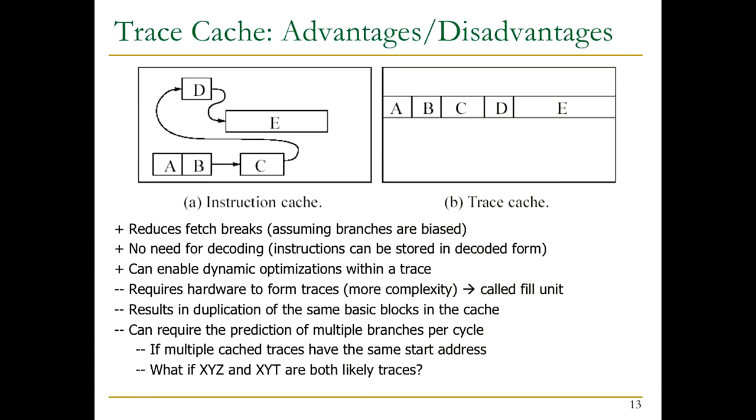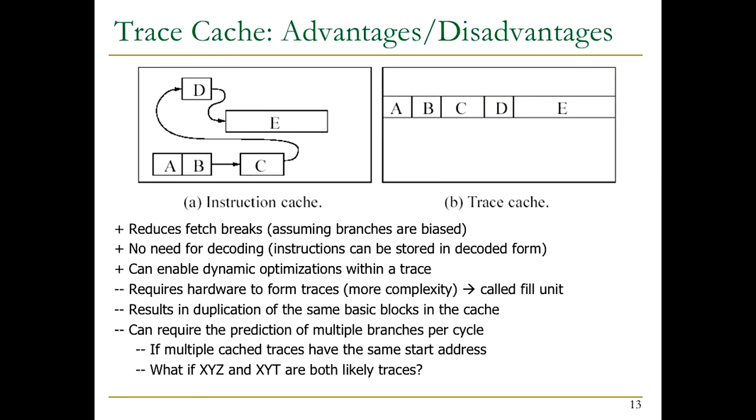And as I said, it results in duplication of the same basic blocks in the cache, ABC, ABD, ACD. I don't know, maybe ACD doesn't work. But basically, there could be a lot of redundancy in the trace cache, which means that you may need a larger trace cache to store the same amount of information as a smaller instruction cache, because here there is no redundancy.